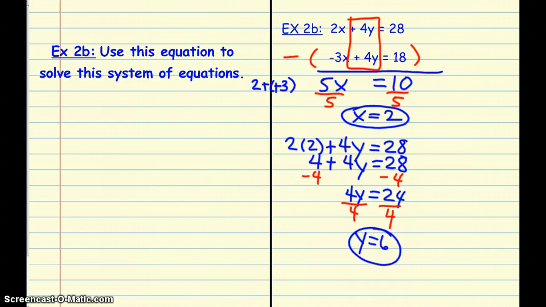So we have our x value, we have our y value, so our solution to the systems of equations is the coordinate pair of 2, 6. So that is solving by elimination, with elimination using addition or subtraction. Again, we add when we see opposites, we subtract when we see the same terms. There you have it.